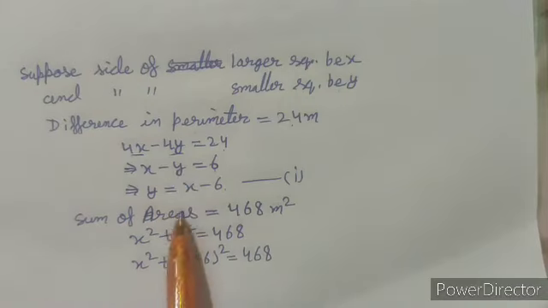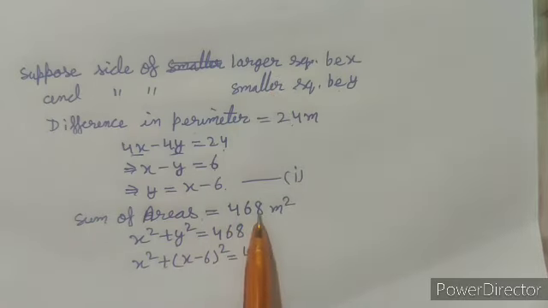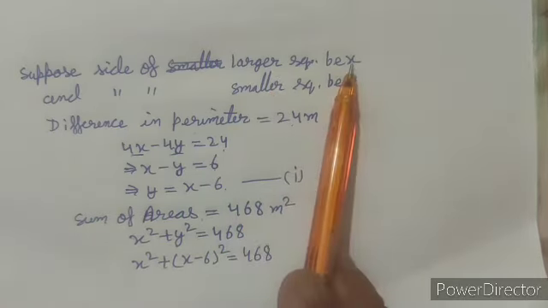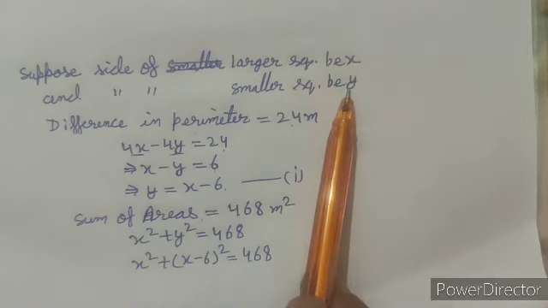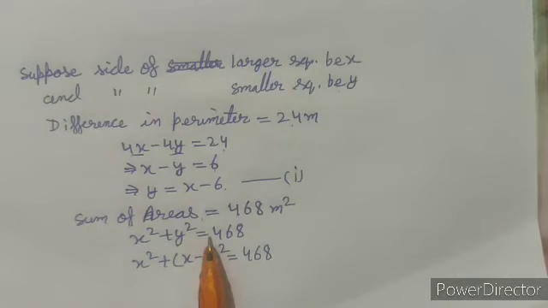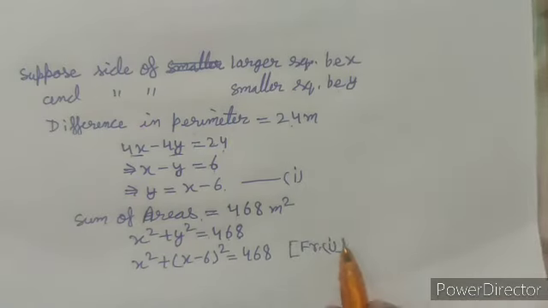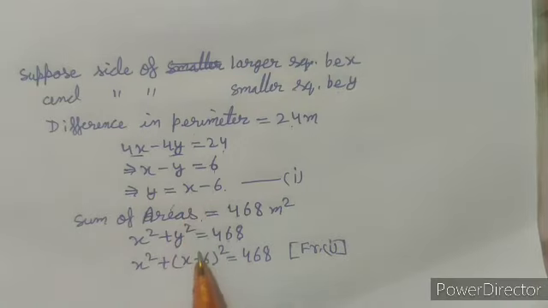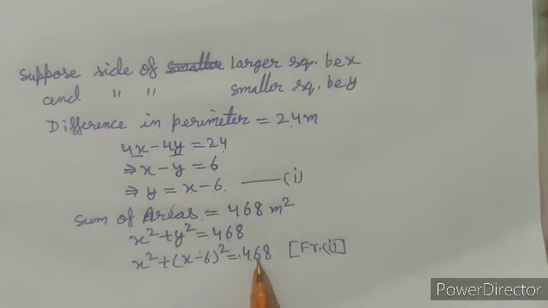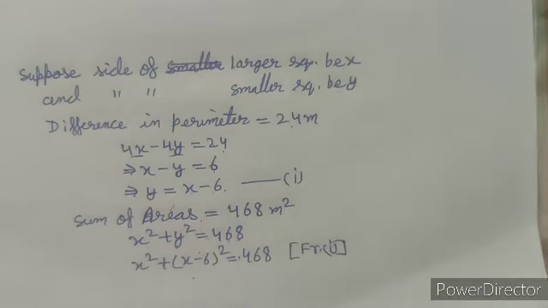Now sum of areas of two squares is given to us as 468. Now area of larger square will be x square and area of smaller square will be y square. x square plus y square equal to 468. Now on putting the value of y from equation first, we will get this as x square plus, in place of y square we will write down (x minus 6) square, that equal to 468. After this we can convert this into the quadratic equation and find the value of x and y.